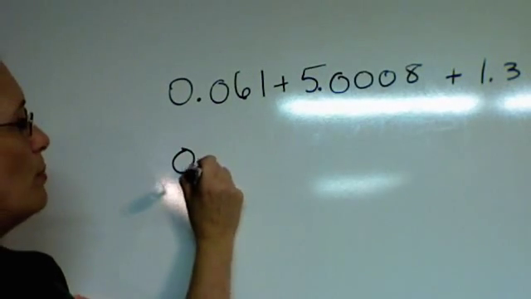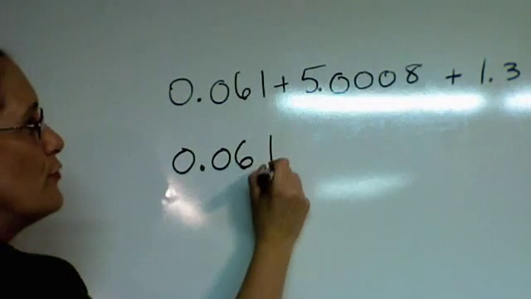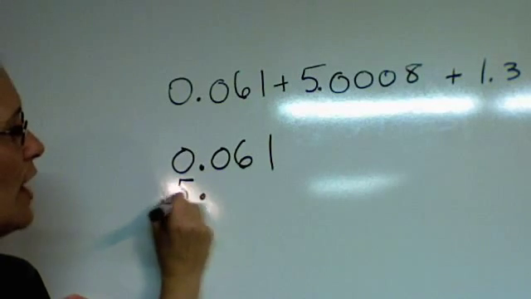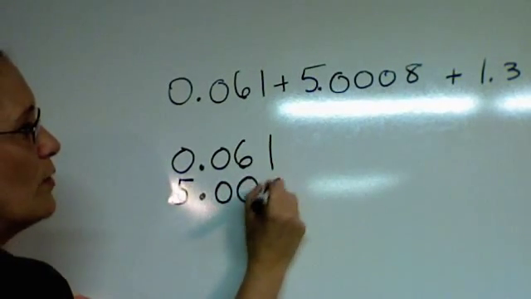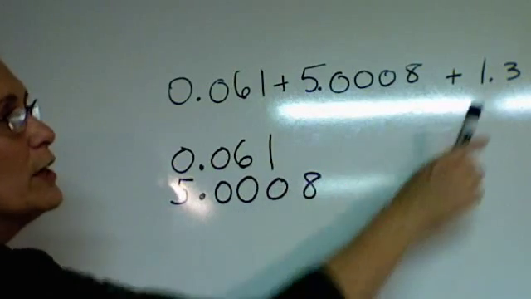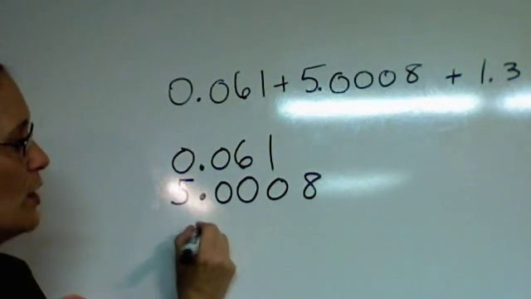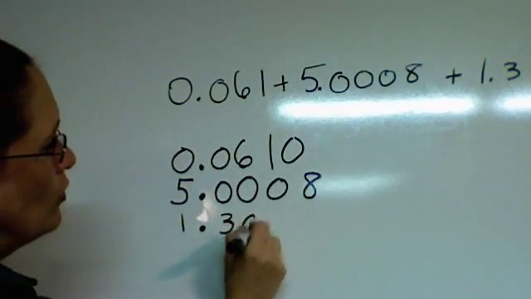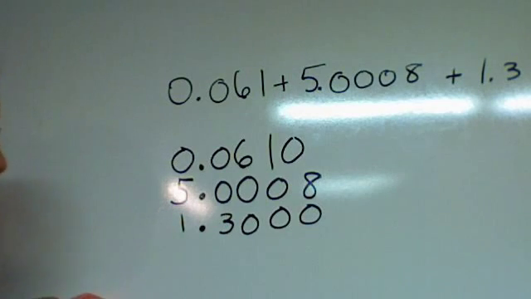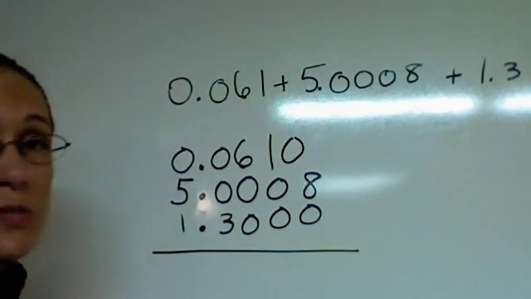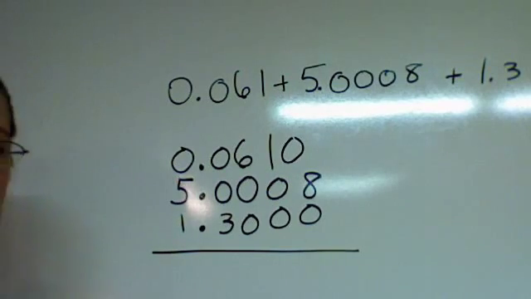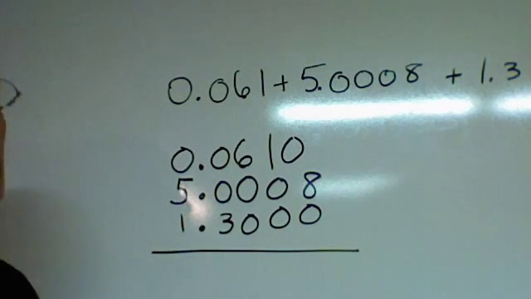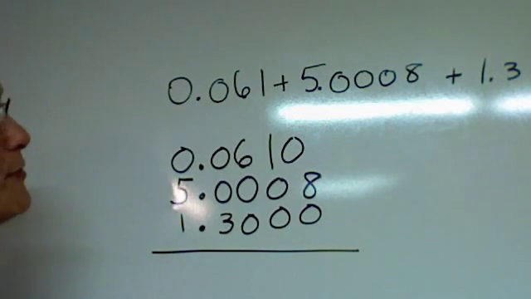So we're going to put 0.061 first. Then we're going to start with the decimal point of the second one, and it's right there. So 5.0008. And then we're going to look at the decimal point in the third one, 1.3. And then we're going to fill in all the missing zeros. Okay? This is where being neat really helps. If you have trouble being neat, you can turn lined paper on its side and use those lines as columns. You can use graph paper, but just try to be very neat.